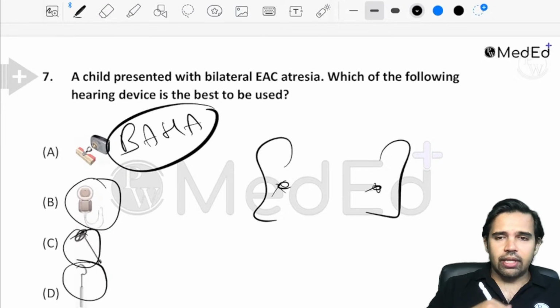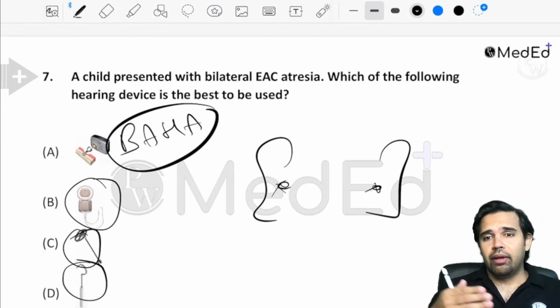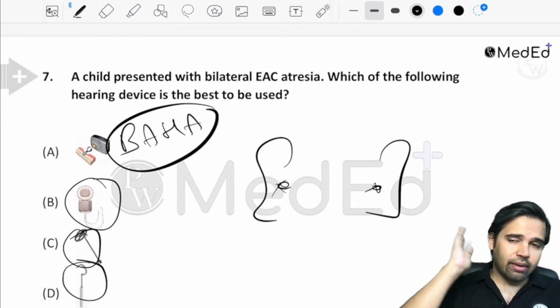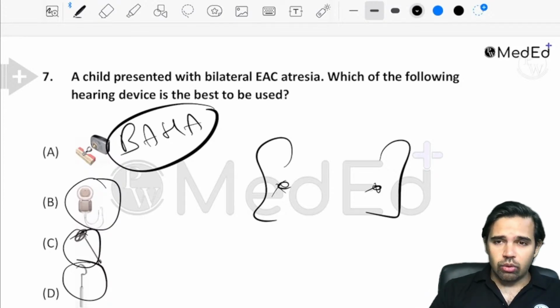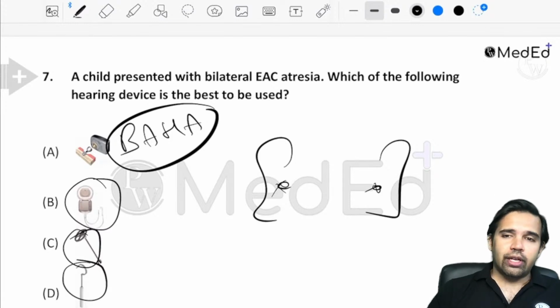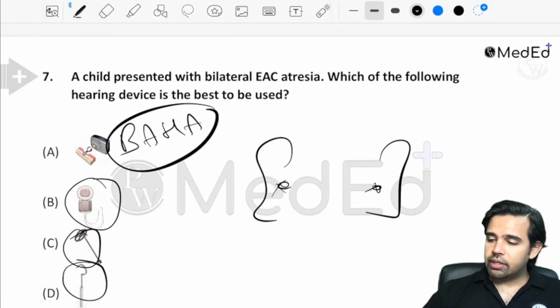Because there is no outer part, it doesn't make sense to put in a cochlear implant and place an electrode inside, because you're not perceiving those kinds of sounds. So a bone anchored hearing aid is the likely answer. You don't need any amplification inside the cochlea. That's why a cochlear implant would not be indicated, nor would any of these prostheses.